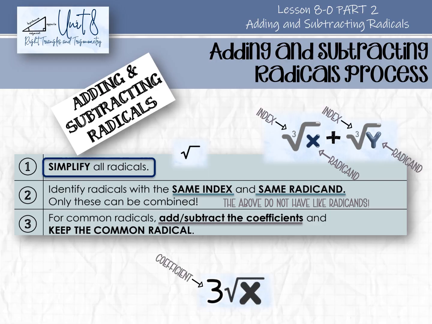For common radicals, add and subtract the coefficients and keep the common radical. So the coefficient on that term is 3. 3 times radical x, or 3 times the square root of x. 3 is the coefficient.